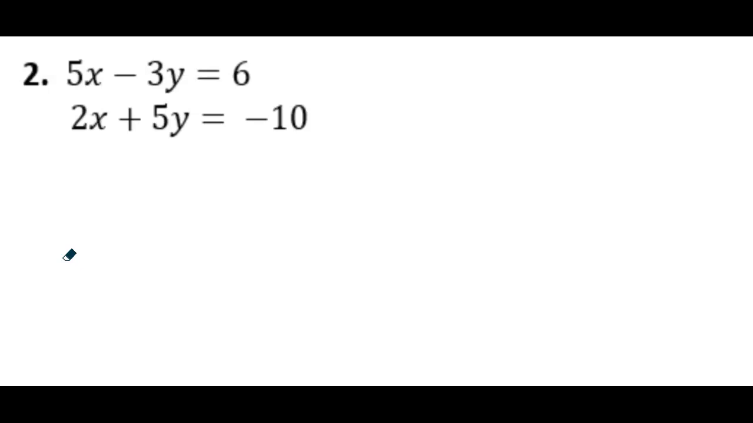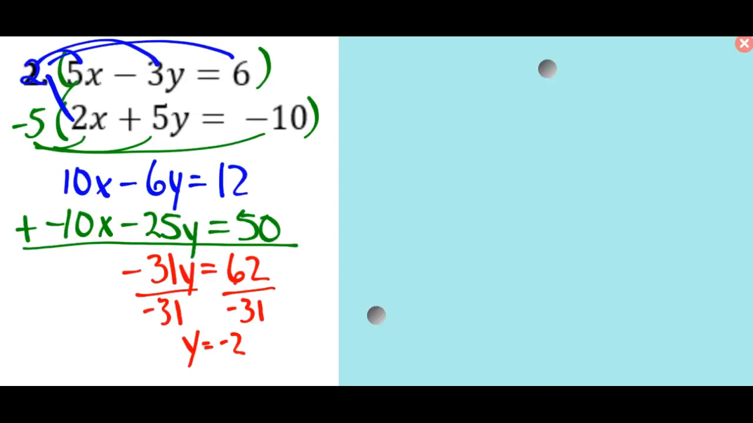I'm going to get rid of the x's. Okay, if you had decided what you're going to multiply by, well, I decided to move my 2 up here and my -5 down here. I did a -5, so I would get it negative right away. So this is my result of my multiplication. Distributed all the way across. These will zero out. And then I will get -31y equals 62. Divide both sides by -31, and I get y equals -2.